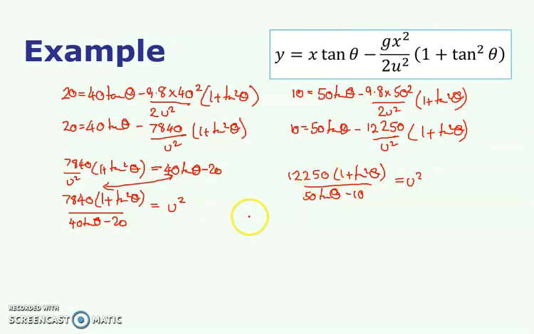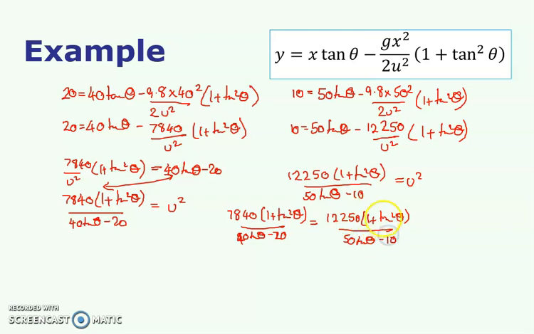And because they're both equal to u squared, that equals this. So therefore I get an equation that says 7840, 1 plus tan squared theta over 40 tan theta minus 20, oh, I've mixed those up, terribly wrong, equals 12250, 1 plus tan squared theta over 50 tan theta minus 10. Now notice they've both got this term here, so they both cancel, and that's made my life a lot easier. I can move this up here, I can move this up here.